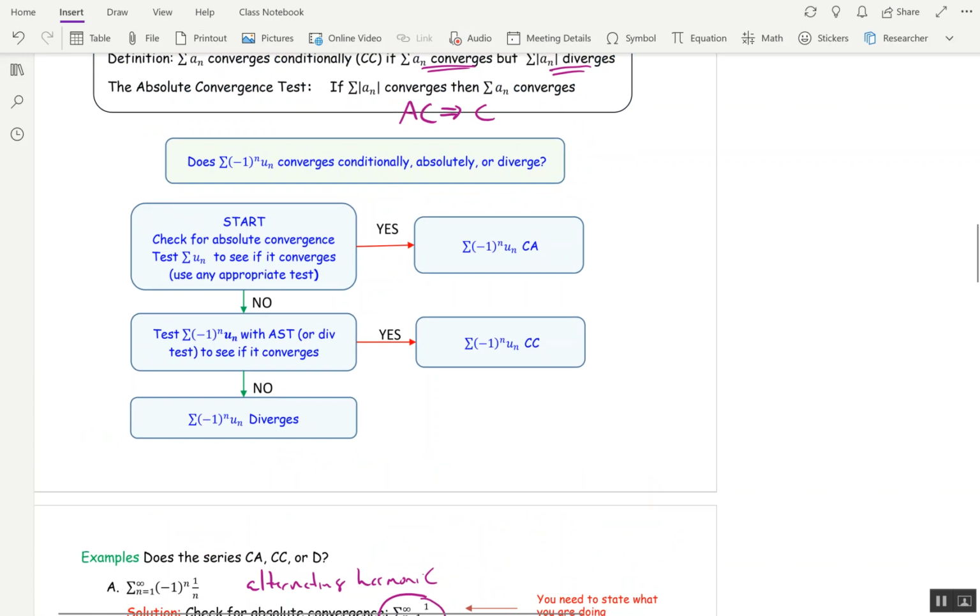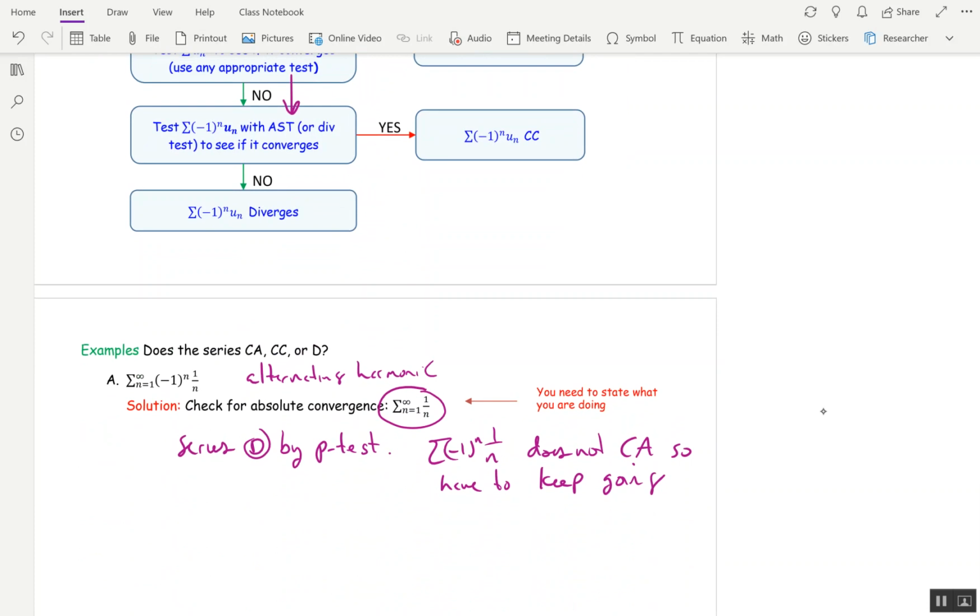Okay, so where we are on our flow chart is right here. The next step is to test the original series with the AST. So now we're going to check -1 to the n times 1 over n with the AST. And when you're using the AST, you always want to state your UN. UN is the sequence 1 over n.